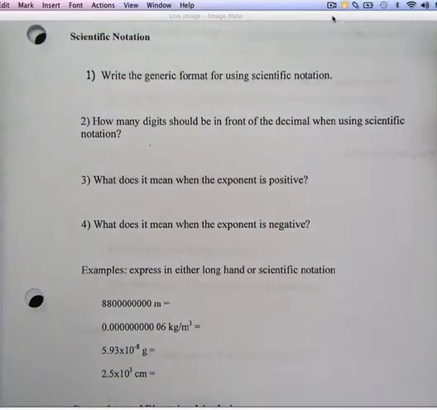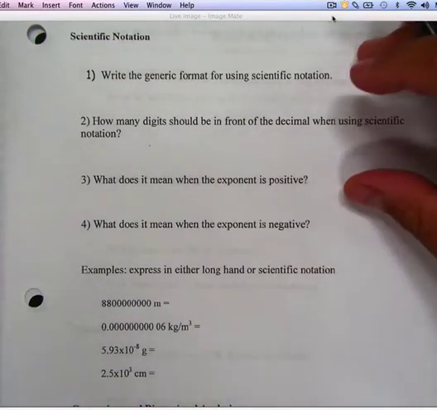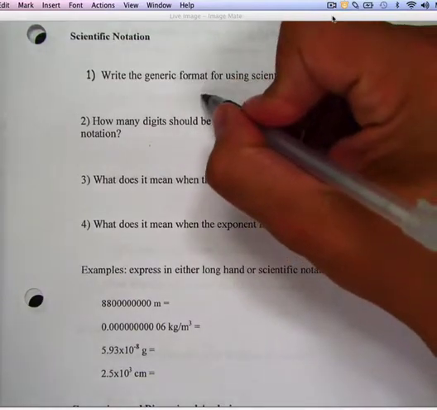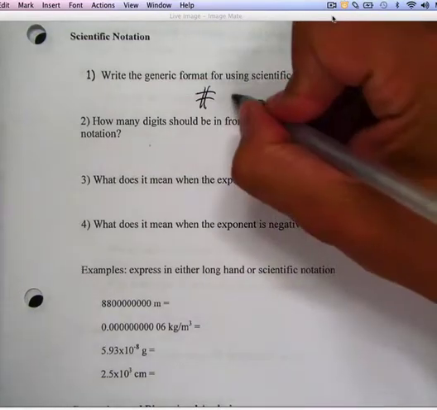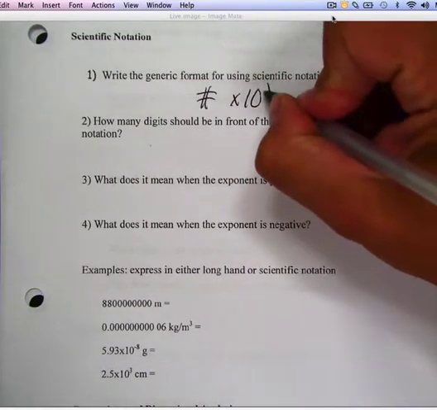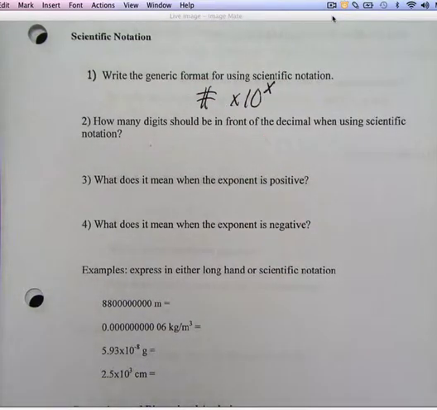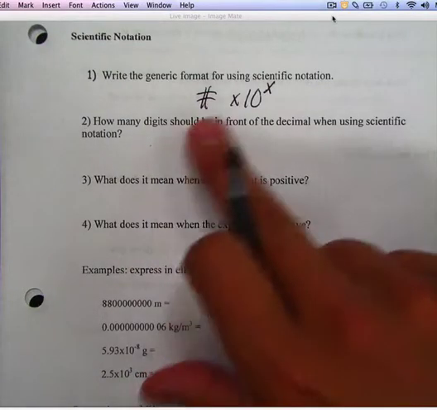So scientific notation, what's the generic form or the general form? It's going to be some number, that's my number sign, times 10 to whatever power. And that's your general form, so it's times 10 to whatever.